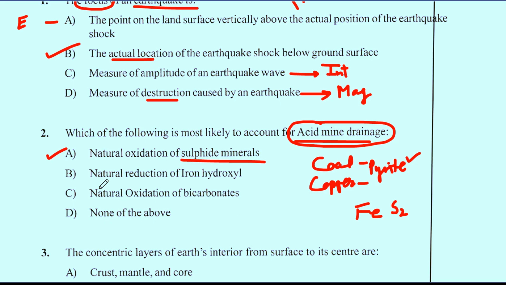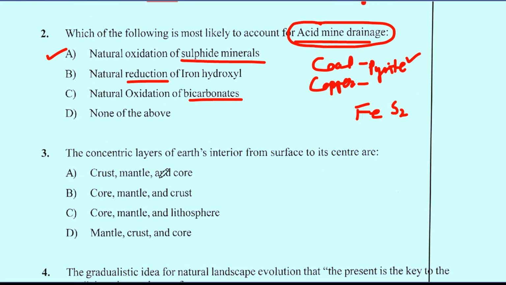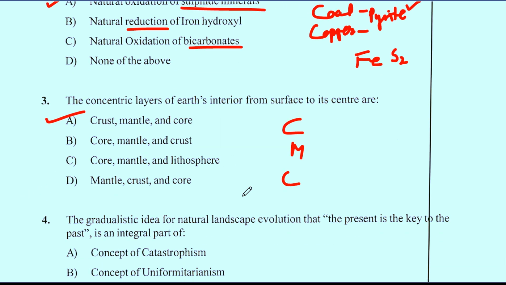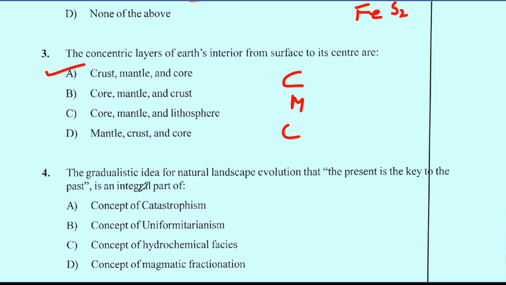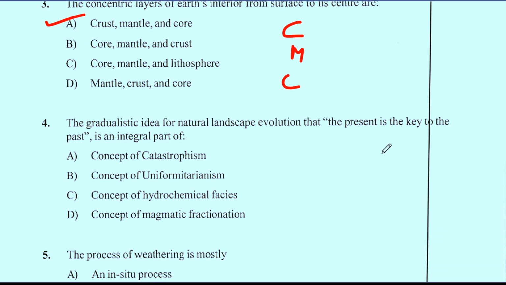It is not a bicarbonate, not a reducing environment. It is an oxidizing condition. Okay, next question is a basic question, and the question is the concentric layer of earth. It is a very basic question. Crust, mantle, and core. So our answer is the third one. Oh, sorry, first one. And the fourth question is also a basic question. Present is the key to the past is related with uniformitarianism, and it is given by James Hutton.